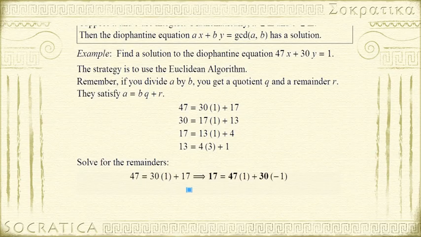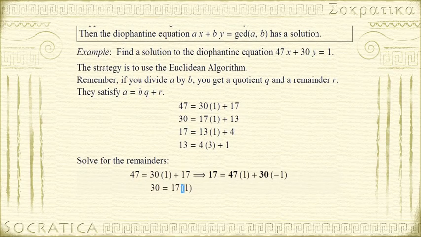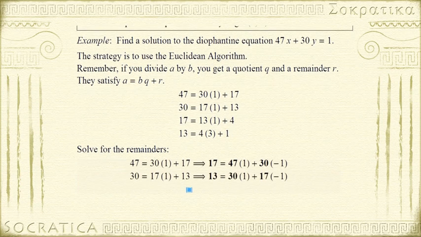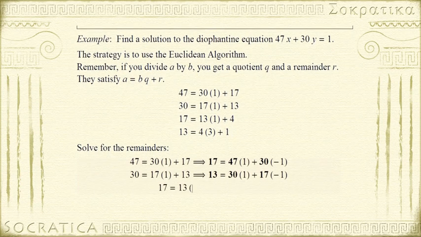Next equation, we have 30 is equal to 17 times 1 plus 13. If you solve for the remainder, and remember to add a number in parentheses, we get 13 is equal to 30 times 1 plus 17 times negative 1. Next, 17 is equal to 13 times 1 plus 4. Solve for the remainder, and that gives us 4 is equal to 17 times 1 plus 13 times negative 1.